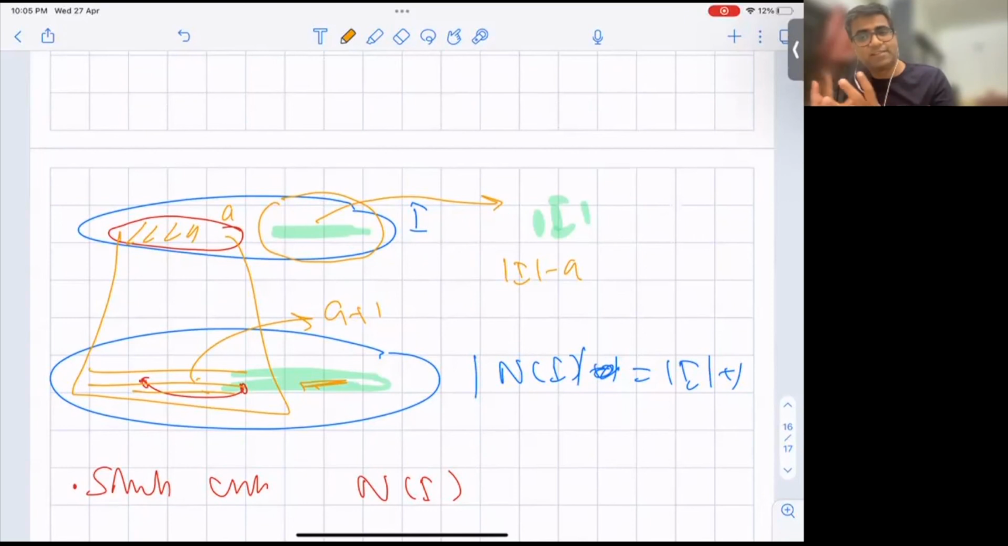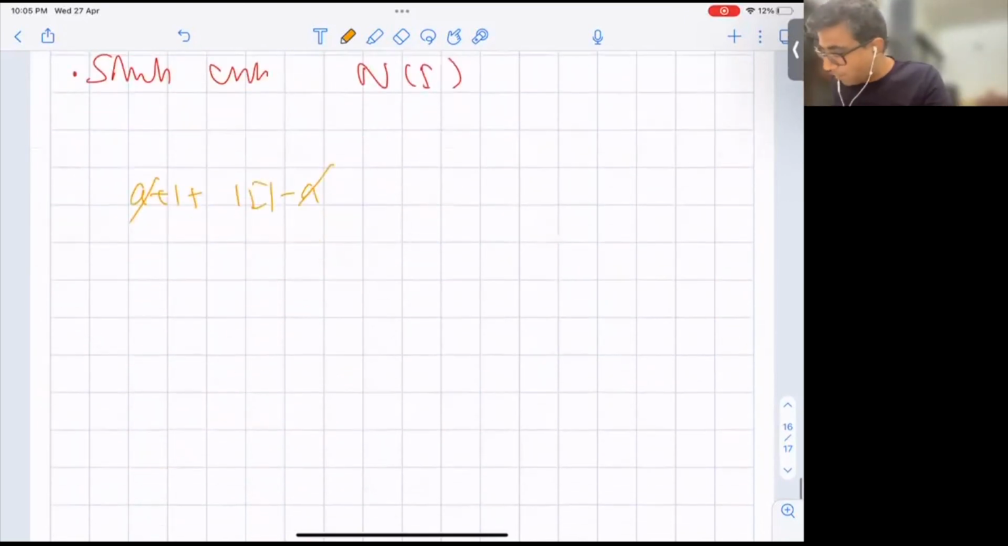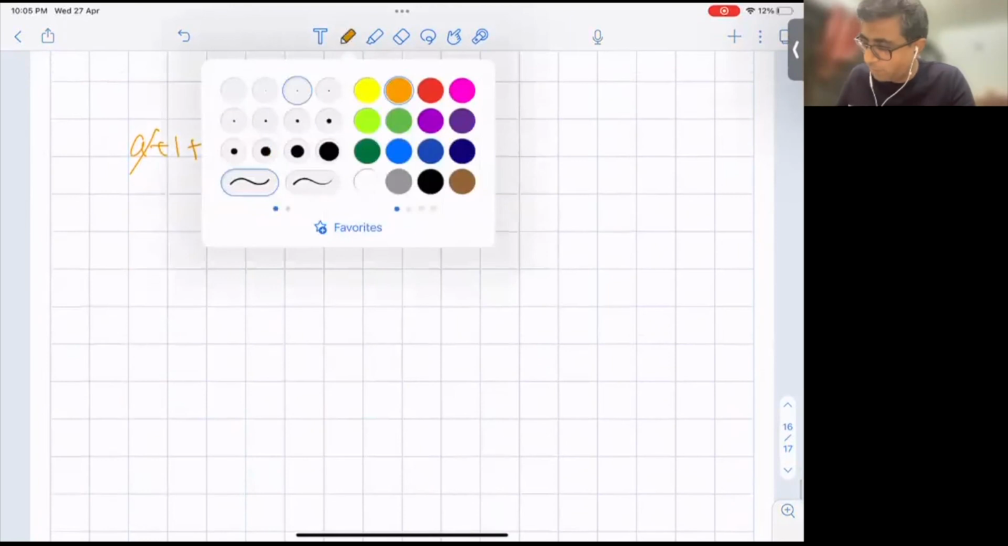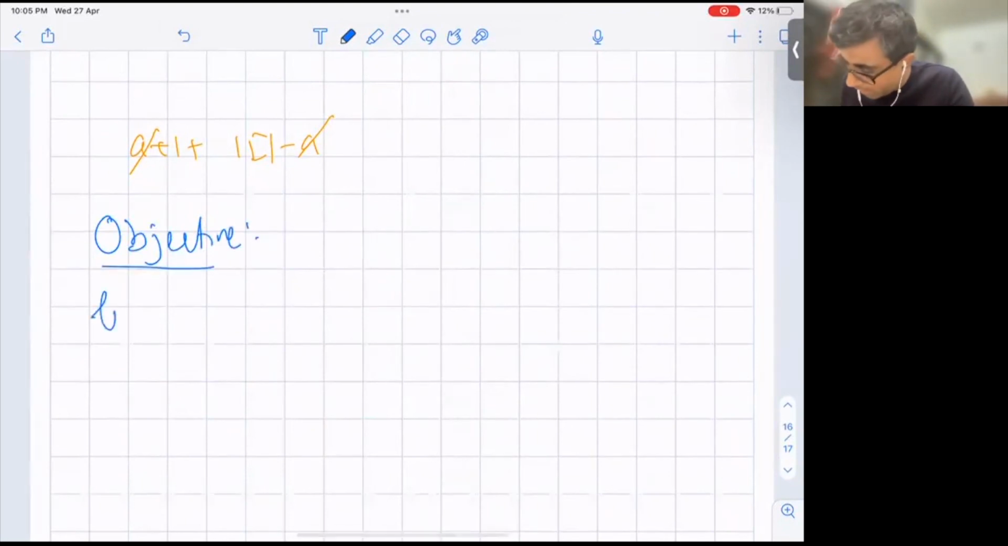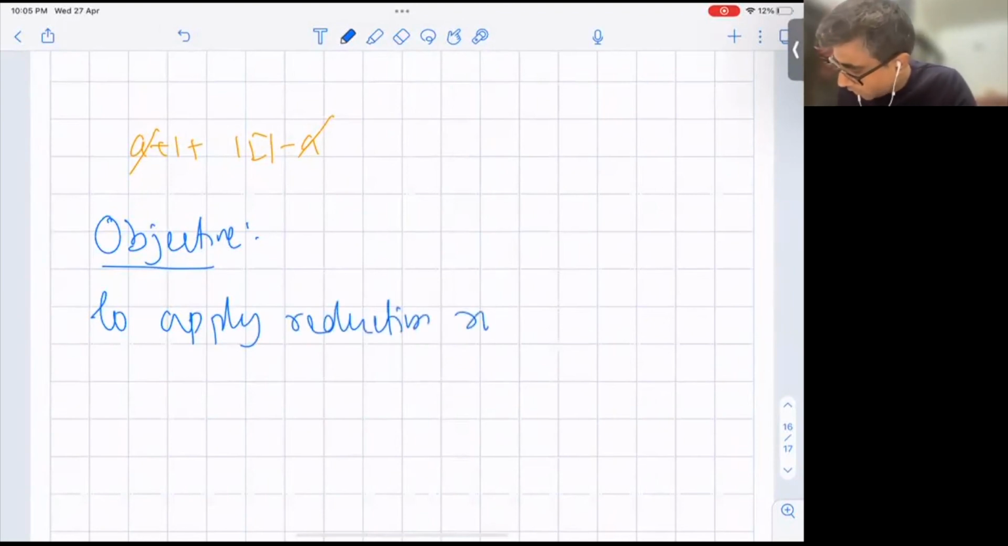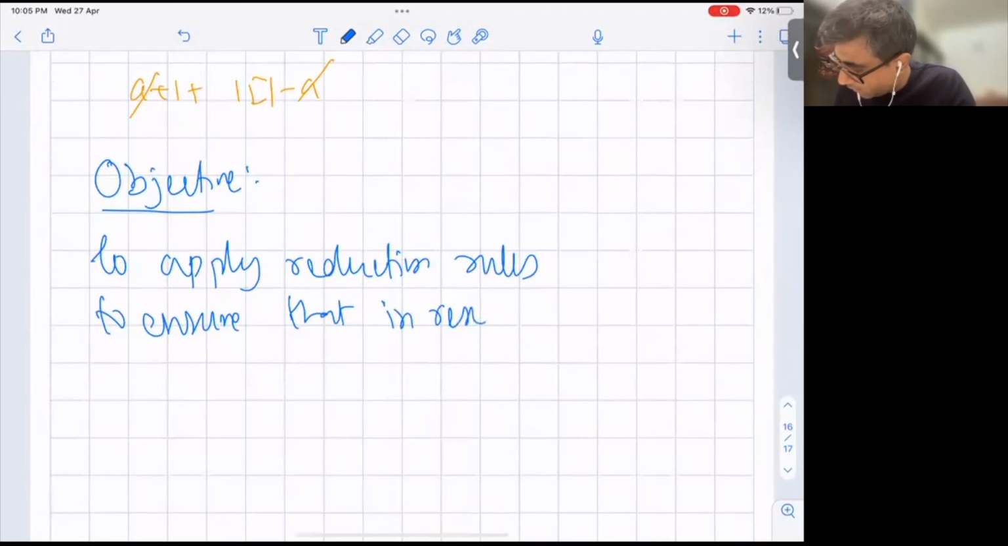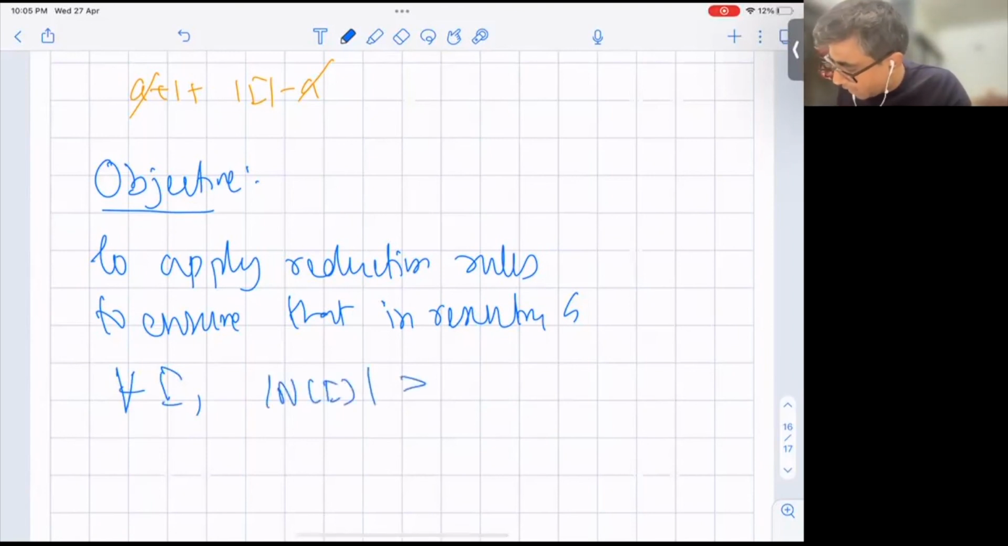So we will play with these kind of reduction rules. Okay. And our objective will be, I will explain to you much more and much more cleanly. So what is my objective? My objective is to apply reduction rules to ensure that in the resulting G, for every independent set I, what is the property? Size of neighborhood of I is greater than or equal to |I| plus 2.